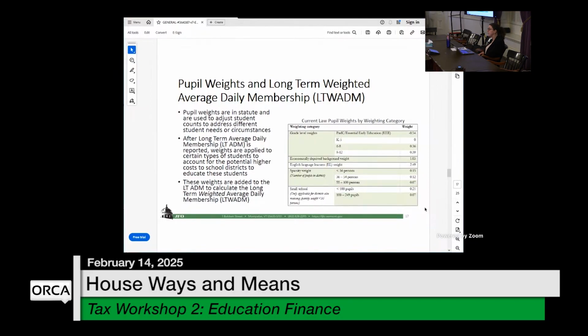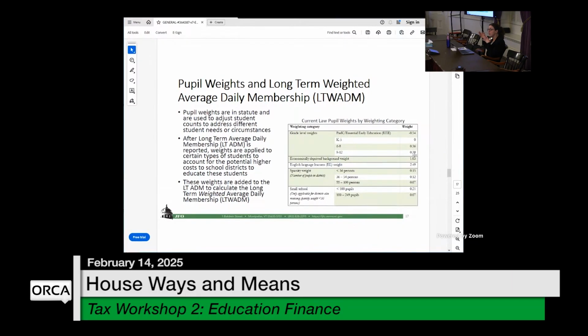So this table is outlining the different pupil weighting categories and corresponding weights that are in statute, were changed in Act 127, but they include grade level weights, a weight for students from economically deprived backgrounds, English learners, there's a sparsity weight, so if a school district is geographically sparse, and a small schools weight, which is only applicable for sparse districts. It's a way of getting to that necessary small school. So the way that they work is the Agency of Education takes pretty much on average the number of kids in schools and then applies these weights to these certain categories of students to increase the number of weighted students in districts or in areas where there are more needs or differing circumstances.